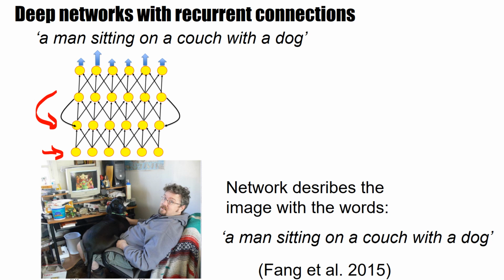And this network has been trained to write a caption of this image. And so it says out, and then this caption is given to an artificial voice. And this network says, a man sitting on a couch with a dog. I find this really an amazing example because you really get the impression, maybe falsely, that the network understands what's happening on the image.